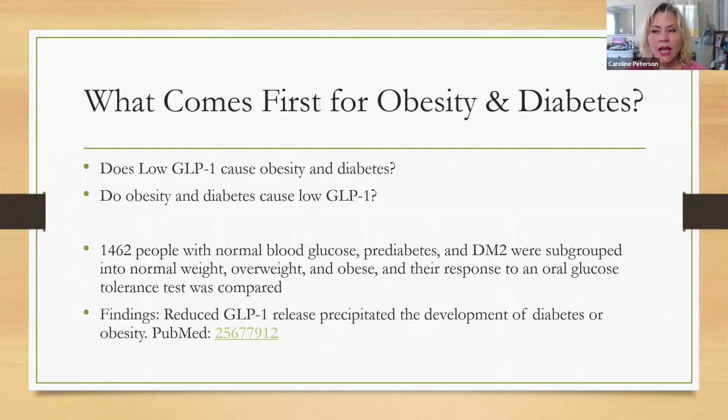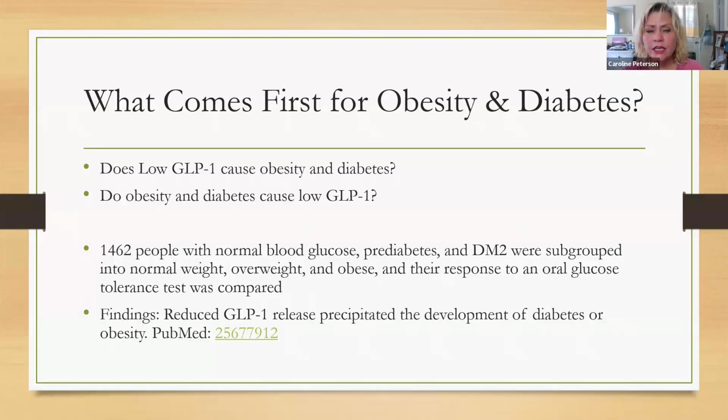So the question that we want to ask is, what comes first? Does low GLP-1 cause obesity and diabetes? Is that what puts people into an inflammatory state so that they will have obesity and diabetes? Or do the inflammatory conditions of obesity and diabetes cause low GLP-1?